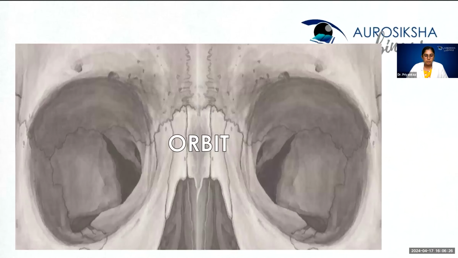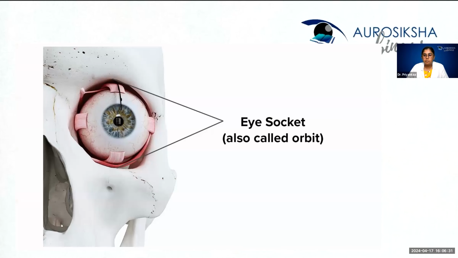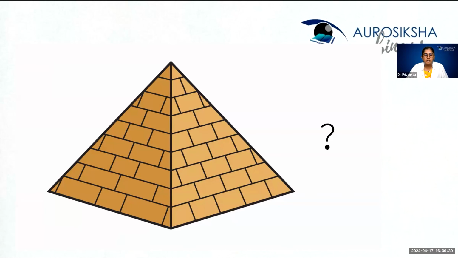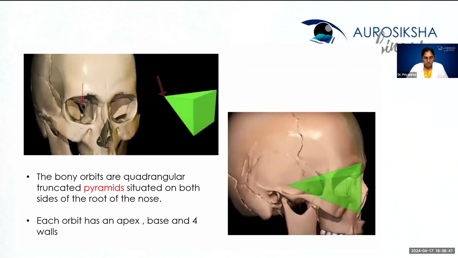So my first topic is going to be on the orbit. The orbit is nothing but an eye socket, or a bony socket in which the eyeball is placed. As you see in this picture, and most of you will know, this is a pyramid. I've shown this picture here for you to make it very clear that the orbit is nothing but a quadrangular pyramid-shaped structure which is situated on both the sides of the nose.